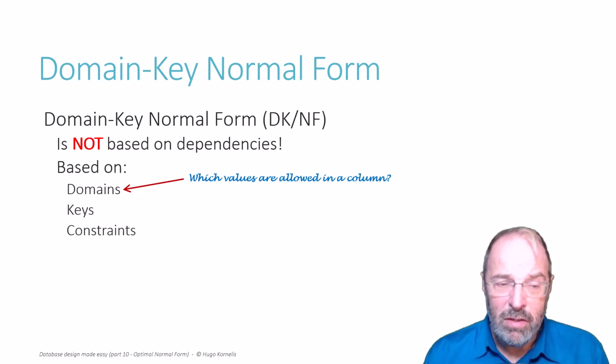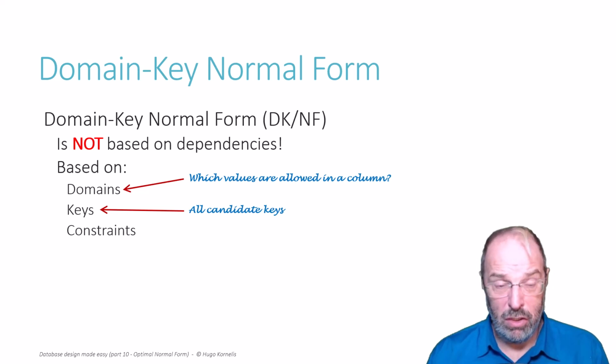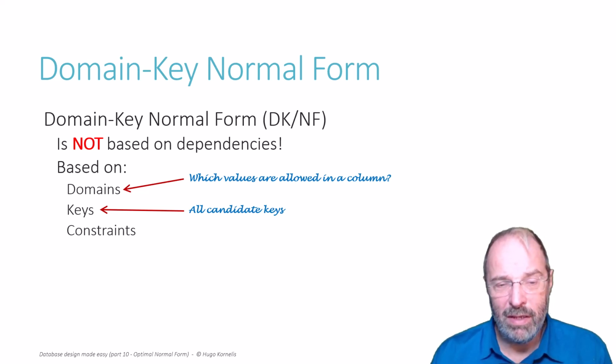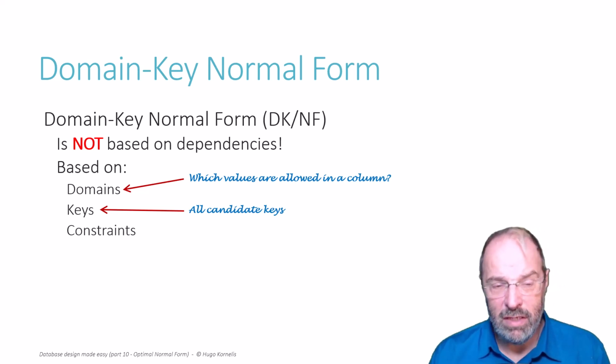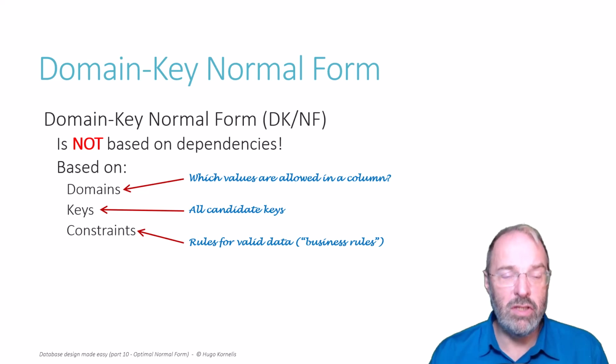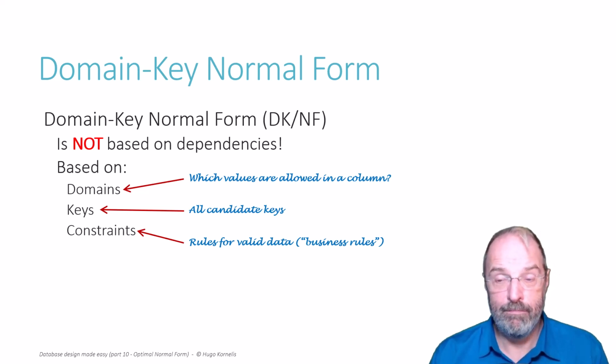Now, the second term, keys, is a term we already know. This means all the candidate keys that you found. So while dependencies are not literally technically part of the definition of domain key normal form, at least the functional dependencies are there because they imply the candidate keys. And then finally, the last term is constraint, and that is a different word for all the rules for valid data, or the business rules, as I like to call it.